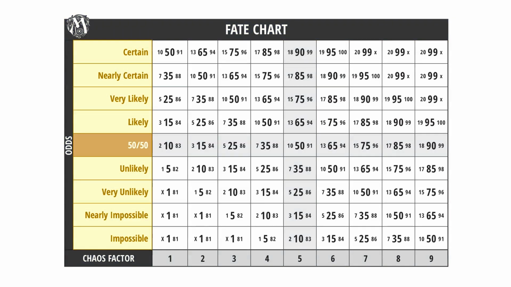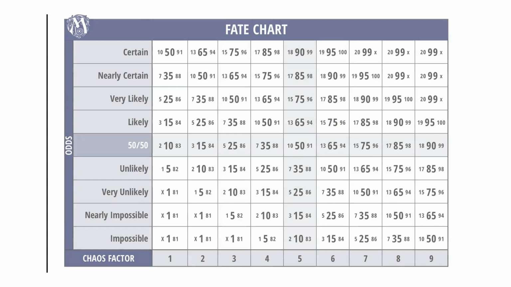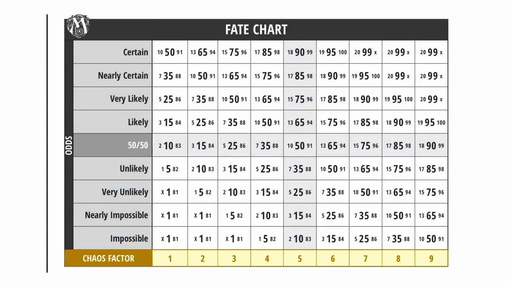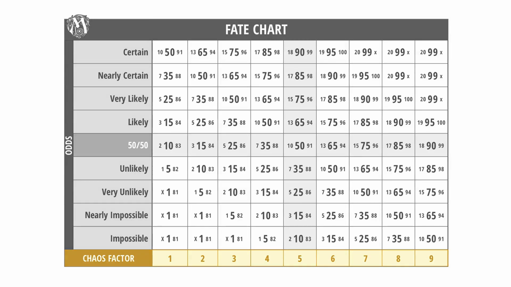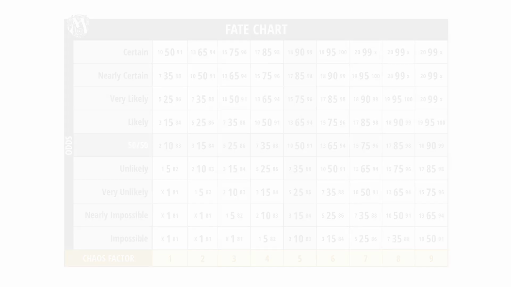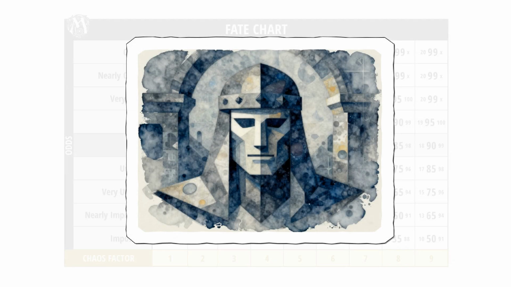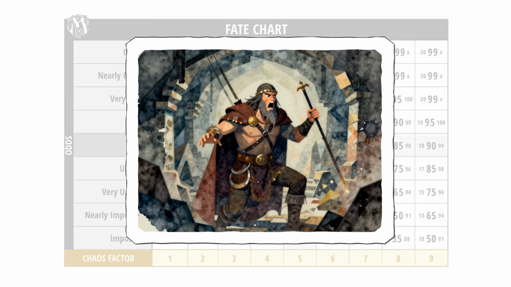First, let's look at the odds. The odds reflect how likely something feels in the story right now. How confident are you about your odds? So, from bottom to the top: impossible, nearly impossible, very unlikely, unlikely, 50-50, likely, very likely, nearly certain, certain. Whereas the chaos factor reflects how unstable or chaotic the story has currently become. This ranges from you being in total control to you being completely at the mercy of fate.